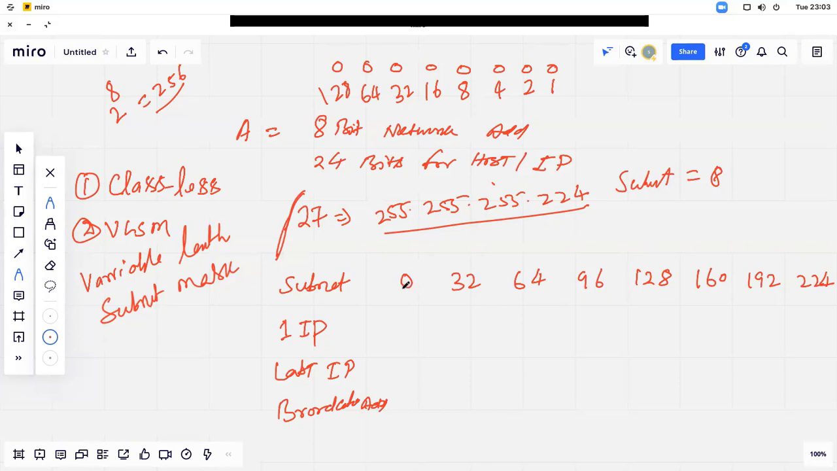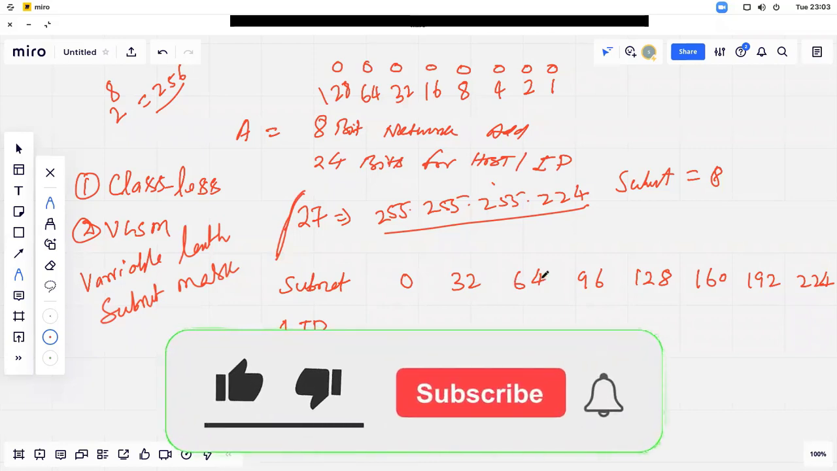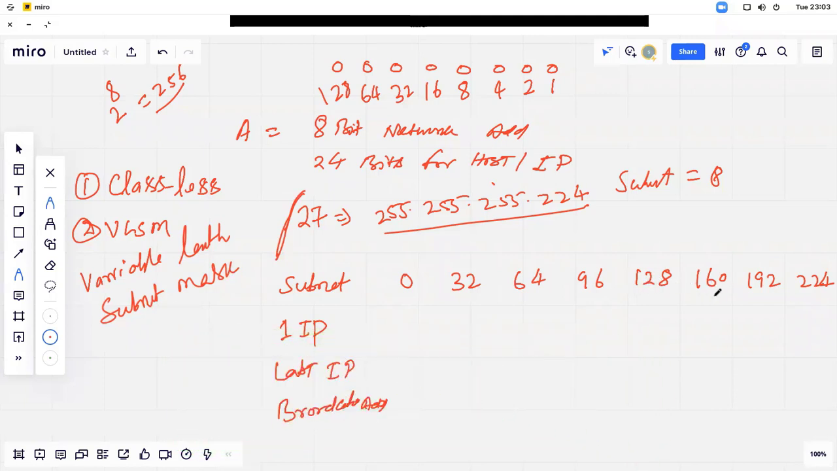How is it going to increase? It starts at 0, and the total size of each subnet is 32. So after 0 comes 32, then 32 and 32 is 64, 64 and 32 is 96, 96 and 32 is 128, 128 and 32 is 160, and 160 plus 32 is 192, 192 plus 32 is 224.